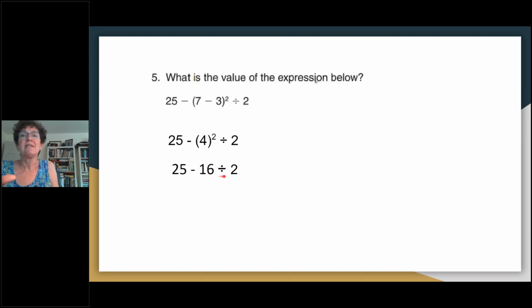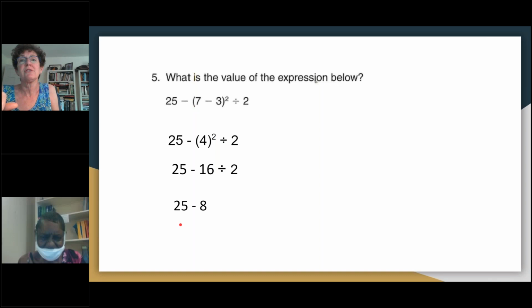So 16 divided by 2 is 8. So now our expression is 25 minus 8. That's very easy to simplify. We just do that subtraction and we get 7.